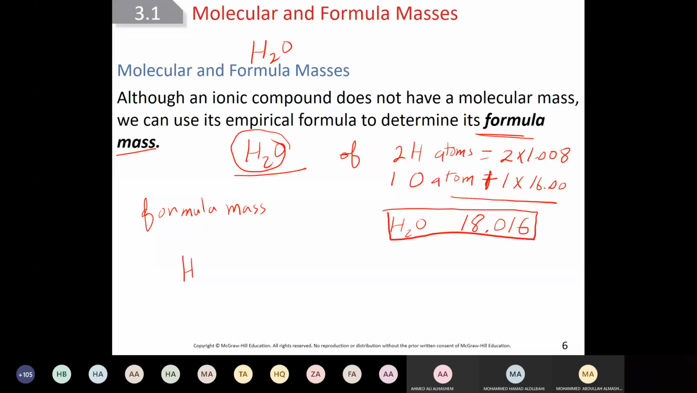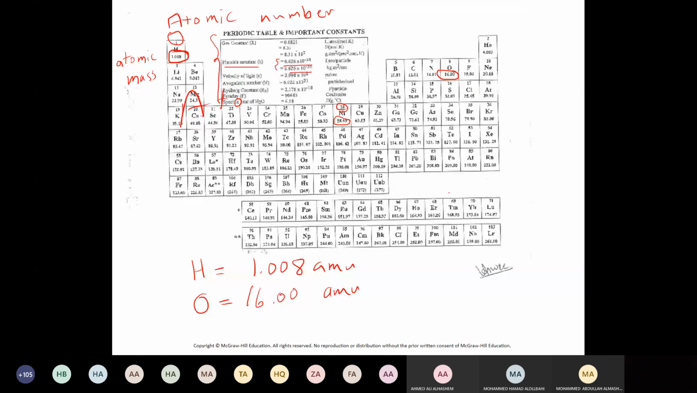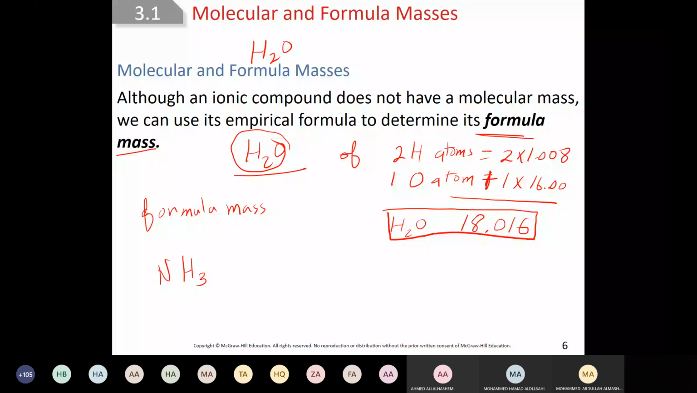Let's very quickly do this compound, NH3. Again, how can I find the formula mass for NH3? Very quickly, I should go back to here and I'll find that nitrogen is 14.01, and the hydrogen, I have it already here. So very quickly, do it in your calculator. What's the mass of NH3? 17.034.